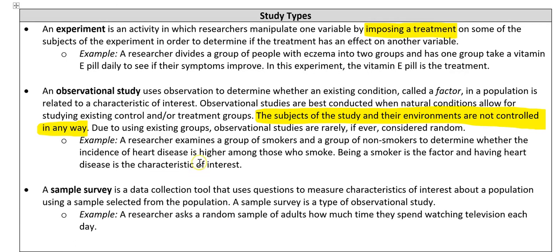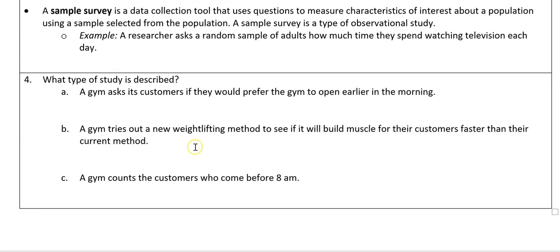It's self-reported. So down here at the bottom, number 4, we're going to look at 3 examples, and we're going to decide if these are sample surveys, observational studies, or an experiment. On letter A here, it says a gym asked its customers if they would prefer the gym to open earlier in the morning. Because they are asking, this is a sample survey. They're just surveying the people that walk in.